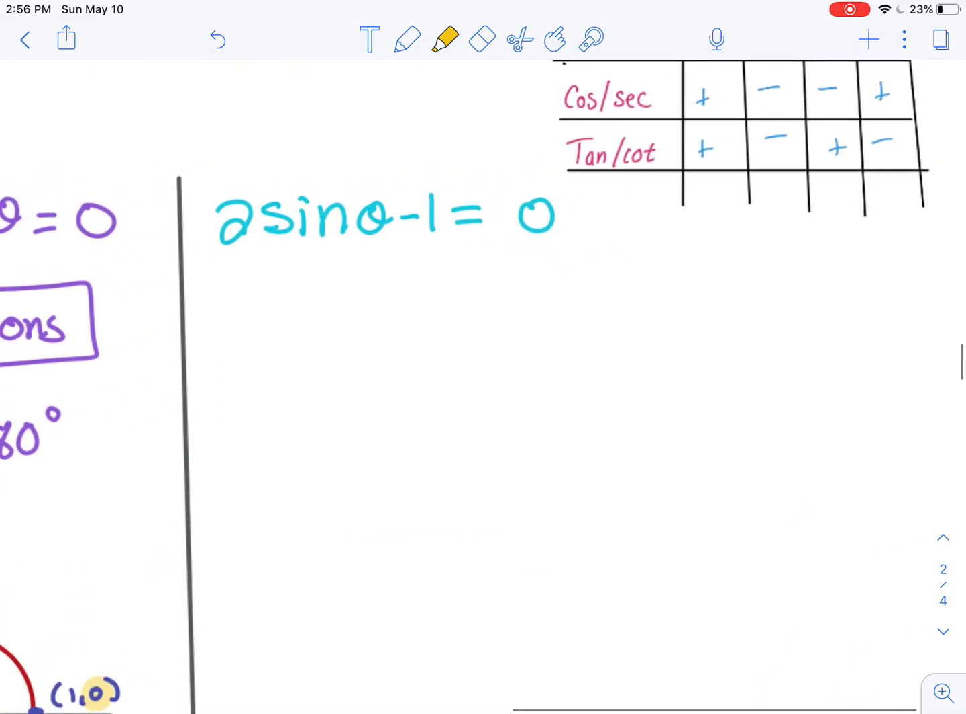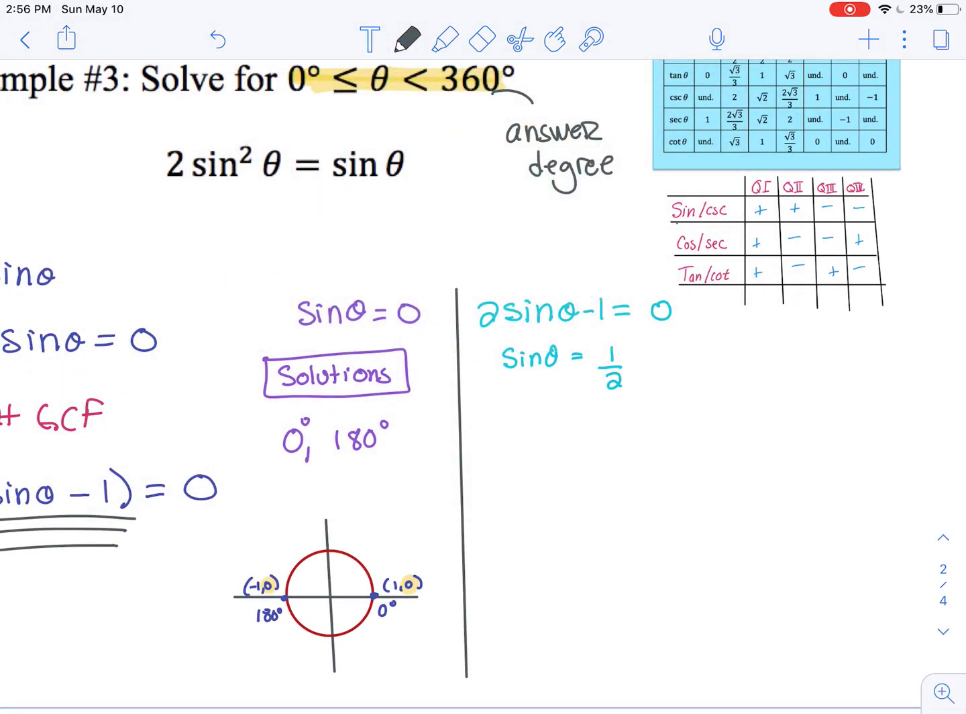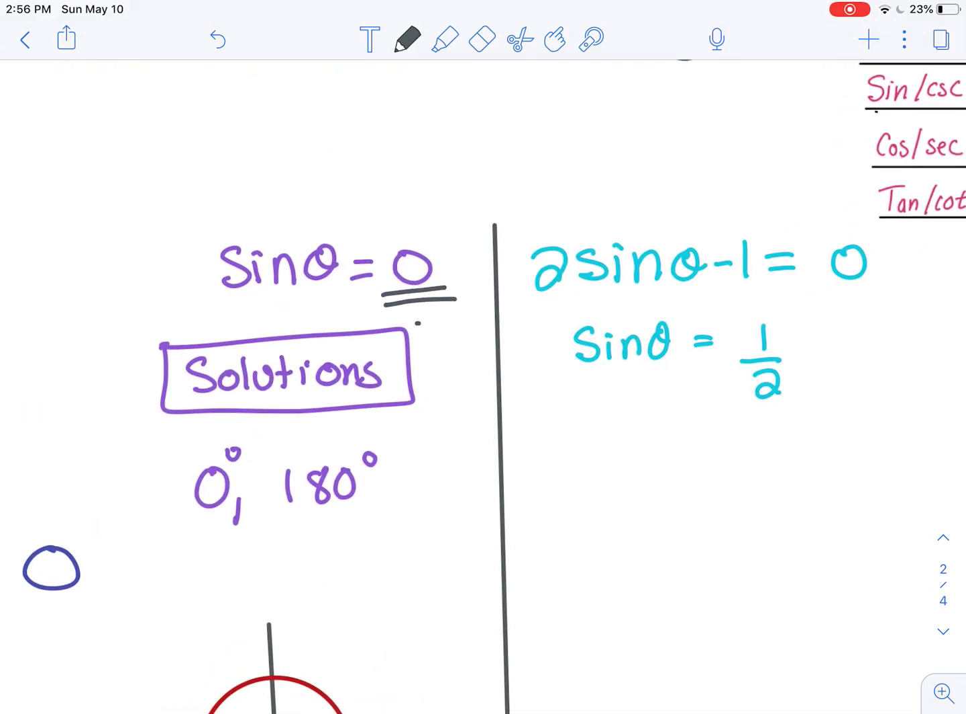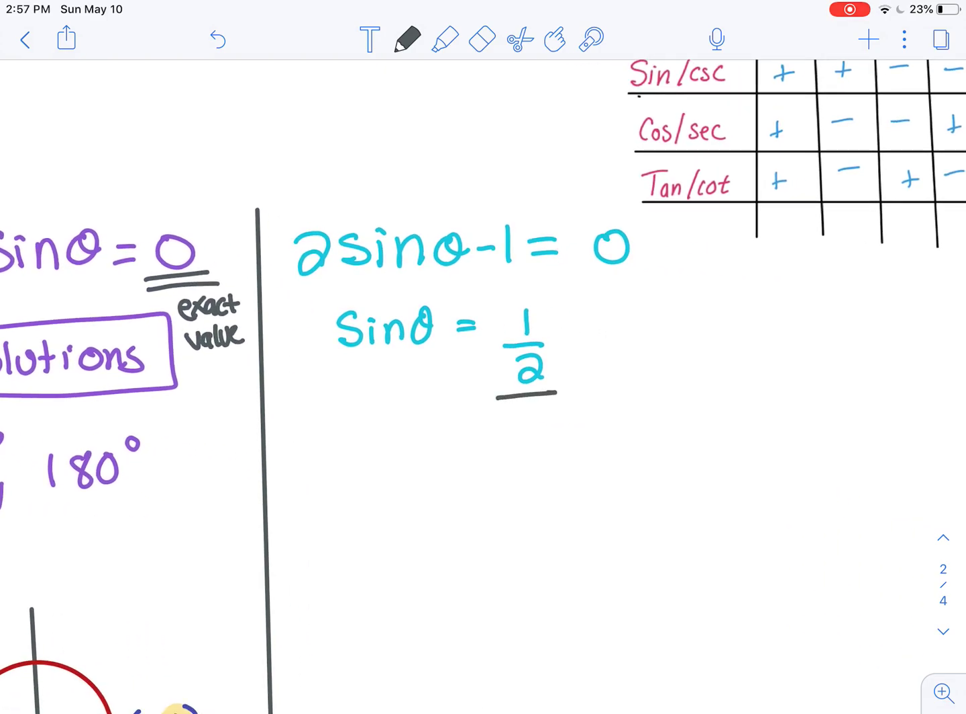Now we need to go over and say 2 sine theta minus 1 equals 0. We need to solve this equation. I'm going to get sine theta by itself, so I get sine theta equal to 1/2. So we're going to check and see if this is an exact value. Let me go back over here. This was an exact value. Is sine 1/2 an exact value? And it is. So this is an exact value.